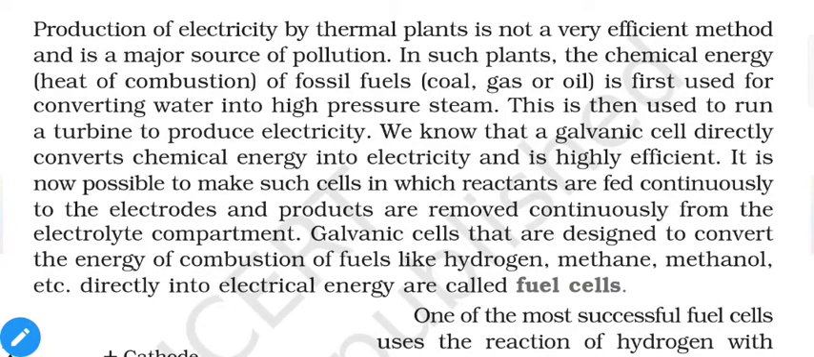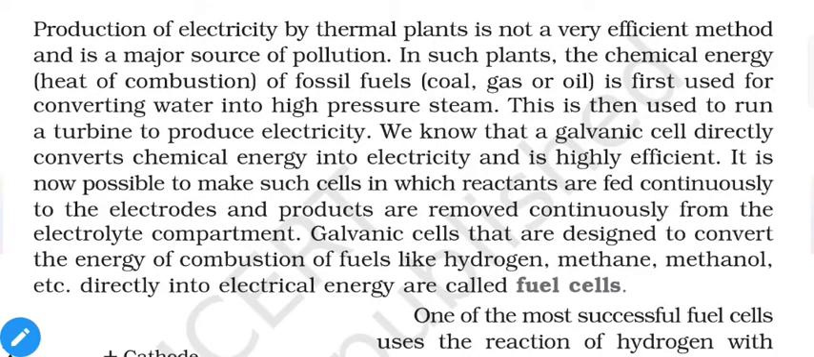We know that the galvanic cell directly converts chemical energy into electrical energy, and that's why it is more efficient. So as these steps decrease, wastage of energy also decreases, and a higher number of steps means more wastage. It is now possible to make such a cell in which reactants are fed continuously to the electrodes and products are removed continuously from the electrode compartment.